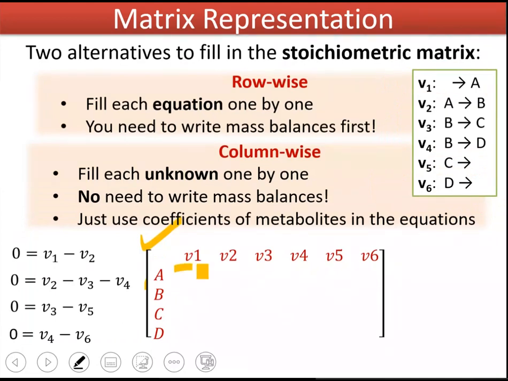So first we will fill the first column. What we do is we look at the first reaction. There is no B in the first reaction, 0 for B. There is no C in the first reaction, and there is no D in the first reaction. There is A in the reaction, and A is a product. So we write +1 here. Plus means it's a product.